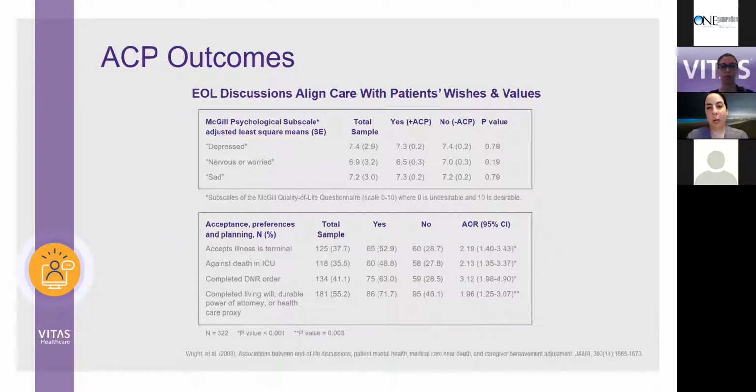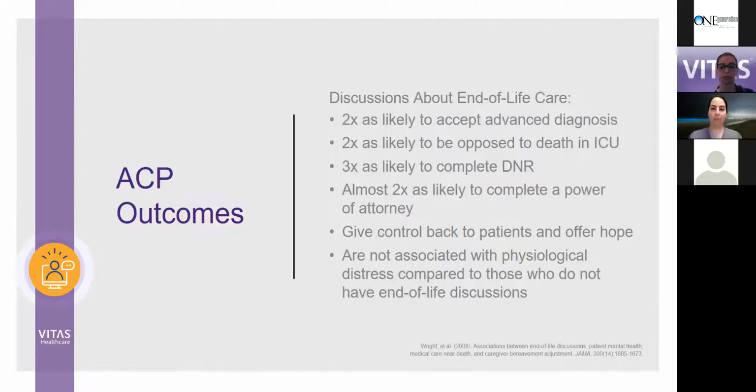There's been a concern among the healthcare community that talking about advanced care planning will cause distress. But this was actually disproved in a landmark study in the Journal of the American Medical Association in 2008, and it continues to be true. Advanced care planning also supports patients to accept their illness, determine their wishes, and document them, which we're going to see further on the next slide.